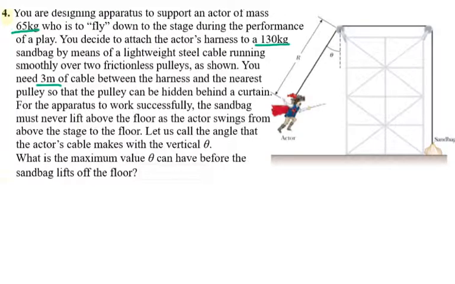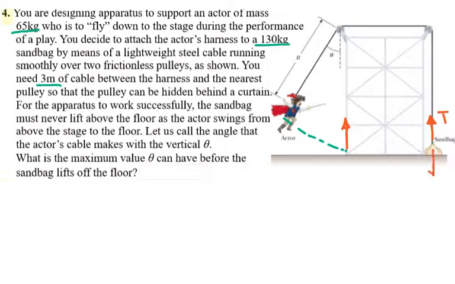So the information that is given: the actor is 65 kilograms, the sandbox is 130 kilograms, and the rope or the cable that he is pulling on when he is swinging is 3 meters. When he is all the way at the bottom, we don't want the sandbox to move. So that means the tension he is applying on the rope when he swings should be equal to the tension that is holding the sandbox.